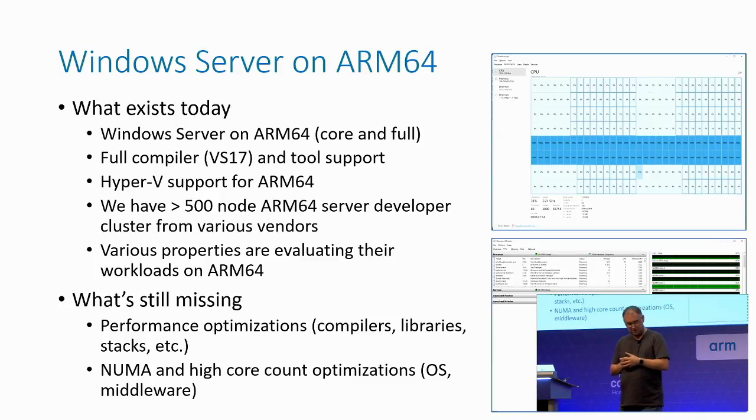And of that list that I just showed, a number of those properties are actually evaluating ARM server. So what's still missing? A lot of performance optimizations. The benefit of the x86 ecosystem is that you've got about 30, 40 years of performance optimizations, both in the compiler and libraries and other parts of the system. We're missing that on the ARM side, and we're definitely seeing that.